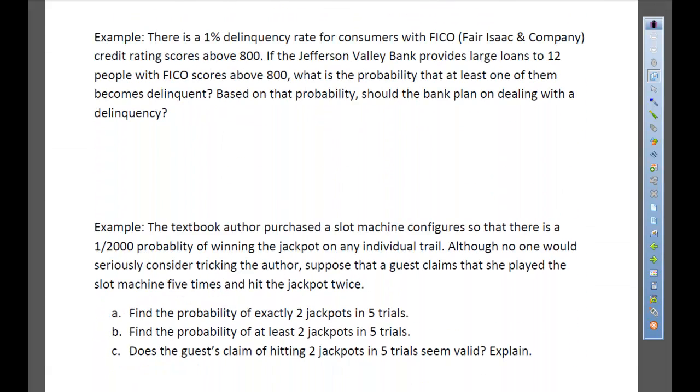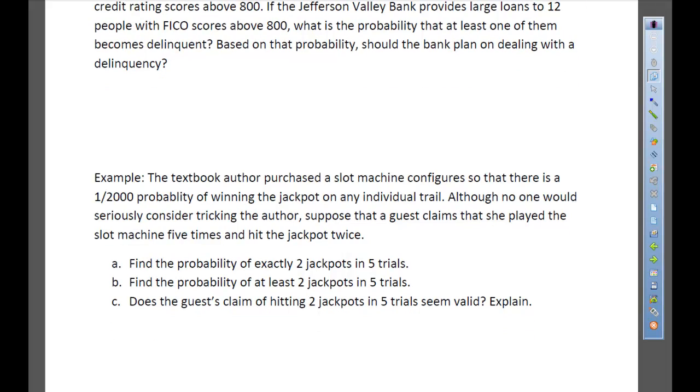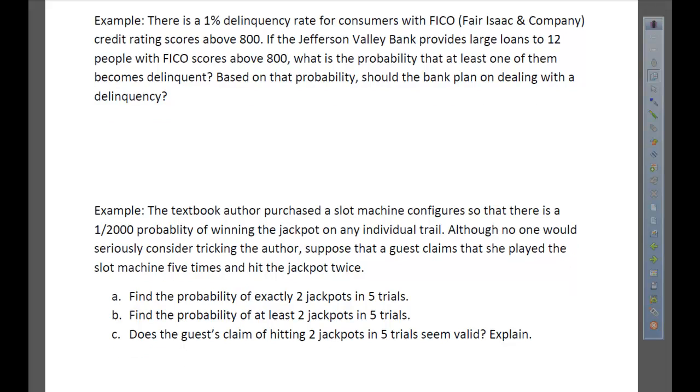Alright, looks like we got a couple more. There's a 1% rate for consumers with FICO credit rating scores above 800. If the Jefferson Valley Bank provides large loans to 12 people with FICO scores above 800, what is the probability that at least one of them becomes delinquent? Based on that probability, should the bank plan on dealing with a delinquency? Okay, I'm going to give you just a second to think about that on your own.